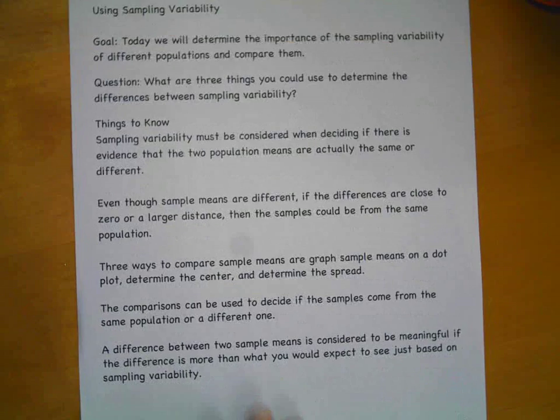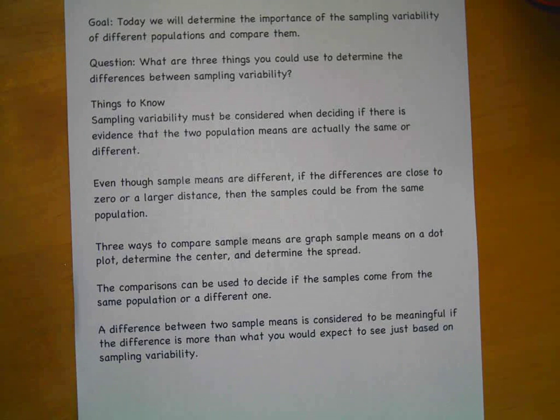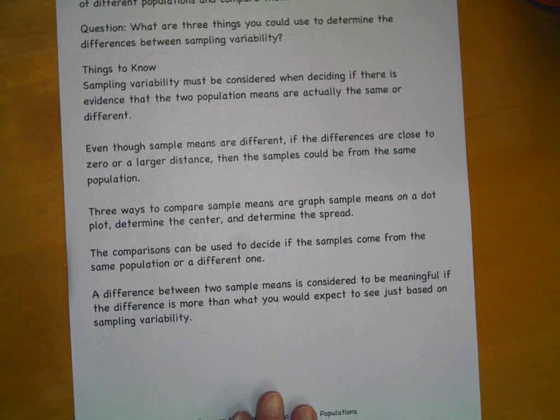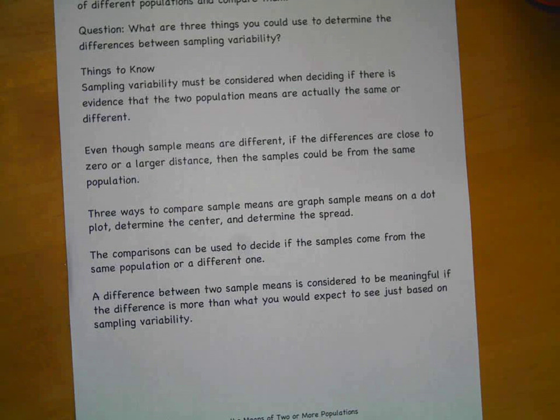Three ways to compare sample means are: graph the sample means on a dot plot, determine what the center would be, and then determine the spread. By doing that, you're able to see if the comparisons between the sampling means are coming from a similar situation or a different situation. The comparisons can be used to decide if the samples come from the same population or a different one. And then the difference between two sample means is considered to be meaningful if the difference is more than what you expect to see just based on the sampling variability.